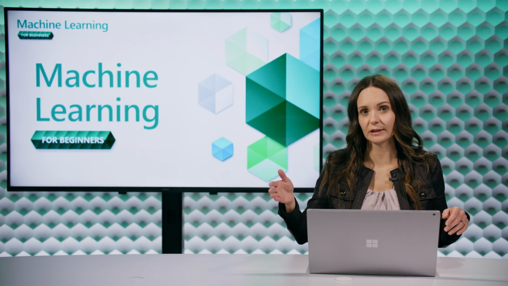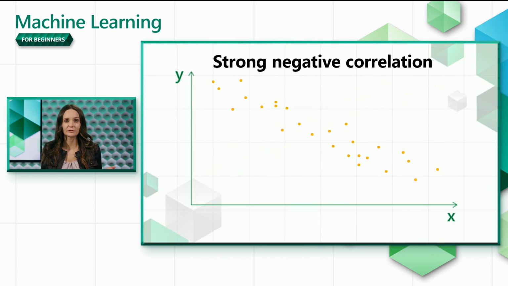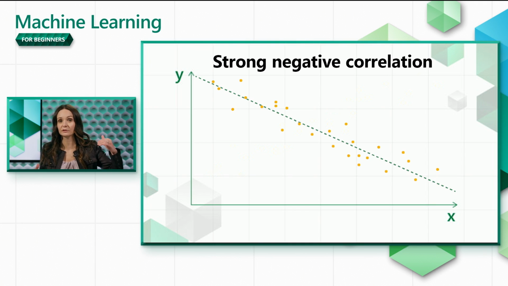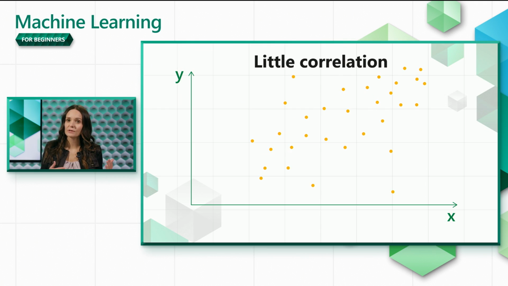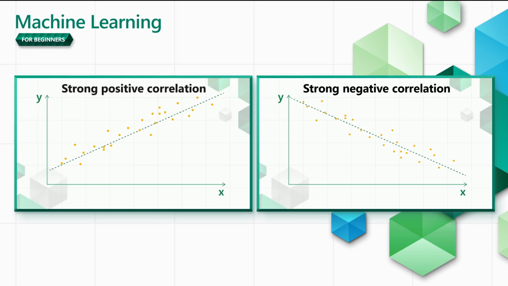If it's close to 1, the two variables have a strong positive correlation, as you can see in this image. If it's close to -1, then the two variables have a strong negative correlation. In this case, the line formed by the points would be sloped down and to the right. And if it's close to 0, the two variables have little correlation. For linear regression to give us good predictions, we need a strong positive or negative correlation. In other words, we need the correlation to be close to 1 or -1.